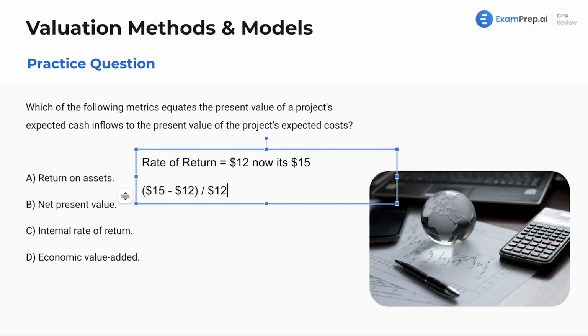Divided by $12. That's the old. Great, wonderful. So that is going to get us our rate of return of 25%. Good for you. Do that math there. That's 25%. A rate of return generally also is inflows divided by outflows.